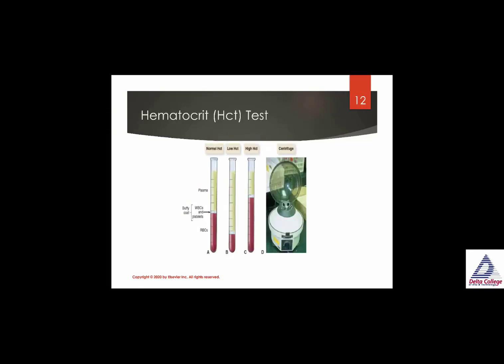So for the hematocrit test, just to give you an idea, once it's spun down in the centrifuge, in the normal tube on the right, you can see the red blood cells are about 45% of the tube. In low hematocrit, it's going to be really low in the tube, mostly plasma. And in a high hematocrit, you're going to have more than 50% red blood cells and less plasma.